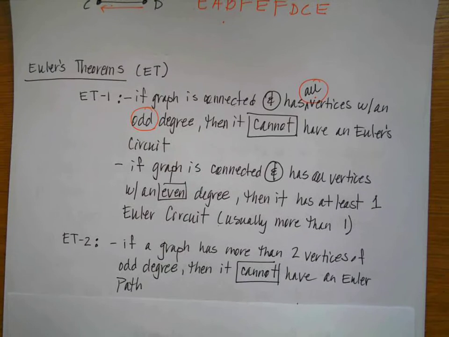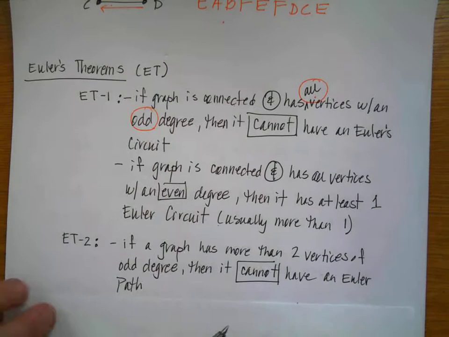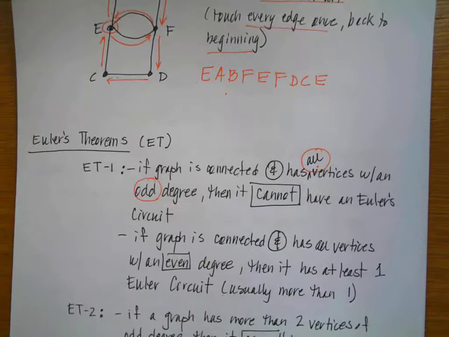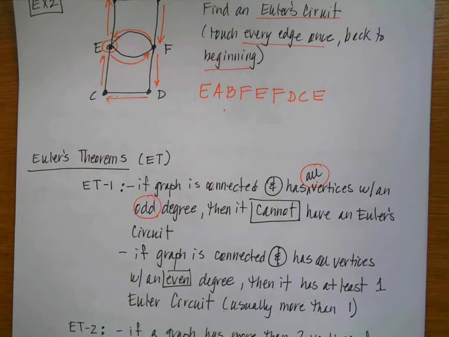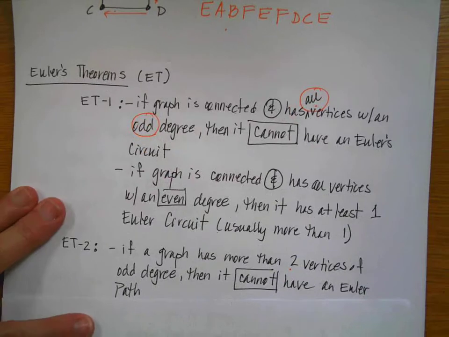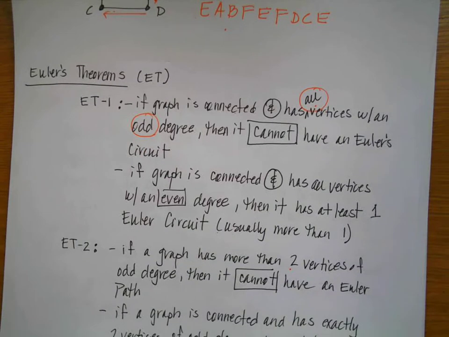The second one, we'll just take it one thing at a time, says if a graph has more than two vertices of an odd degree, then it can't have an Euler path. Well, if we go back and look at the example that you can't see, I'll pull it down just a little bit, we only had two, so it wasn't more than two, it was two. That's why we were able to find our Euler circuit, okay?